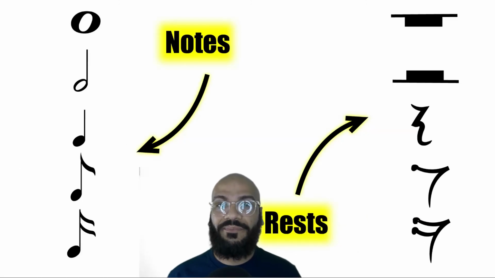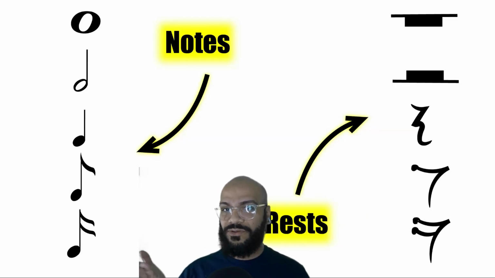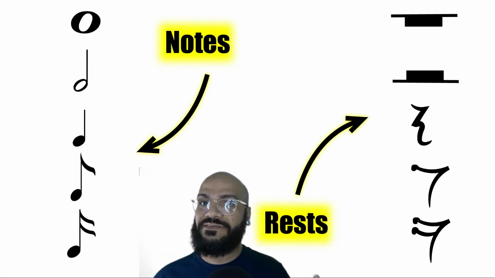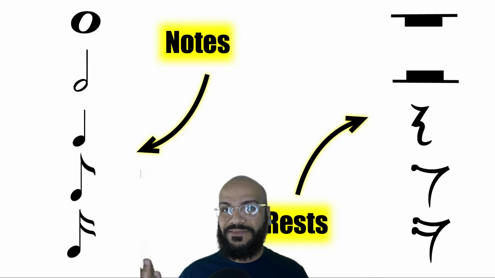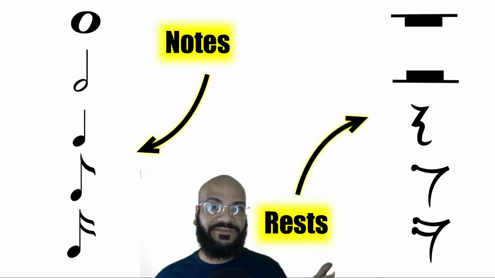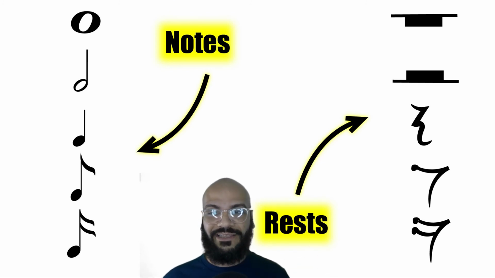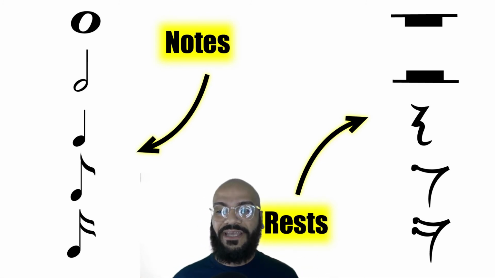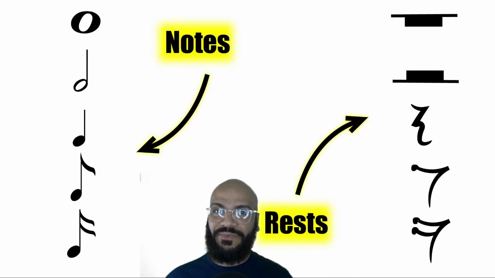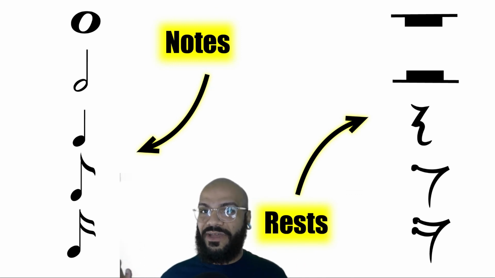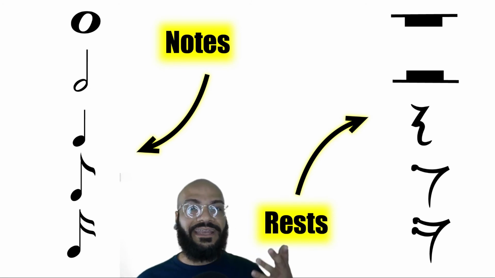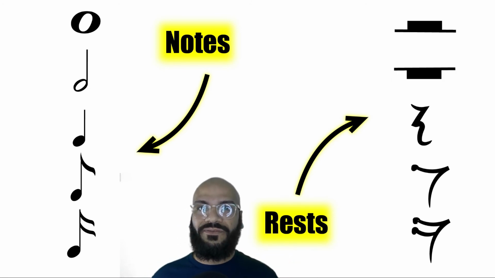The same principle can be applied to rests as well. A whole note is 4 beats of sound, and a whole rest is 4 beats of silence. A half note is 2 beats of sound, and a half rest is 2 beats of silence. A quarter note is 1 beat of sound, and a quarter rest is 1 beat of silence. An eighth note is half a beat of sound, and an eighth rest is half a beat of silence. And a 16th note is a quarter of a beat of sound, and a 16th rest is a quarter beat of silence. Let's break down a few musical examples using what we learned about notes and rests.